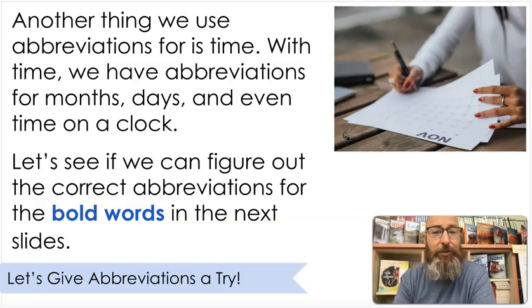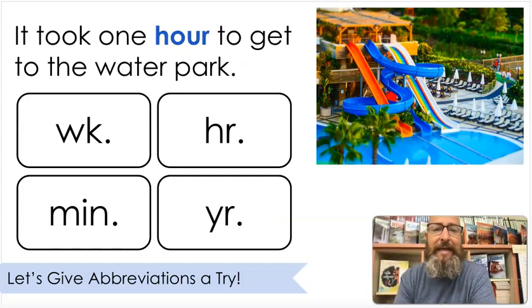Let's see if we can figure out the correct abbreviations for the bold words in the next slides. Are you ready? Let's get started. And I'll give you a few seconds to figure out each one before I tell you the answer. It took 1 hour to get to the water park. Which one is for hour? HR, period. Don't forget that period.